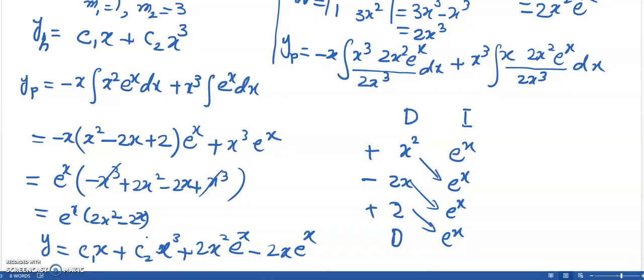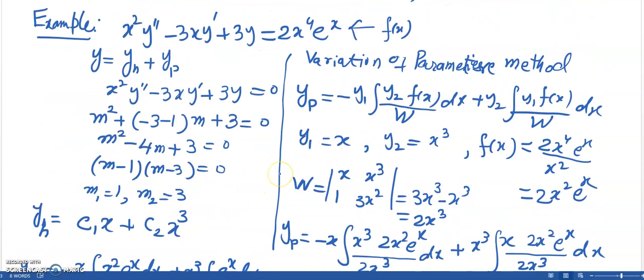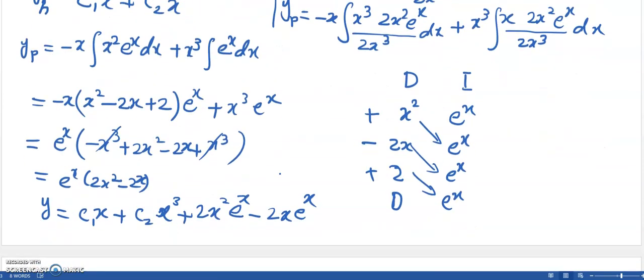Okay, so this was the example for the Euler-Cauchy equation in the non-homogeneous case. So we can take one more example and let's see what we can do. Okay, so let's take one more example.